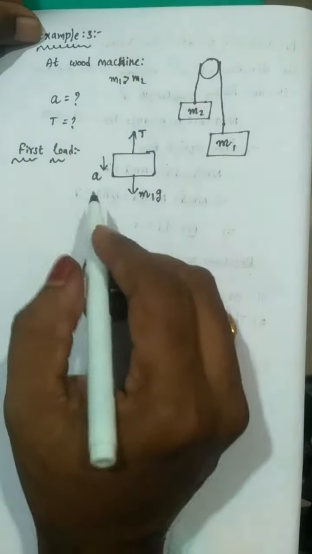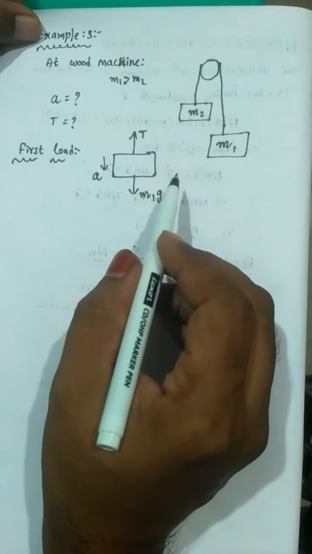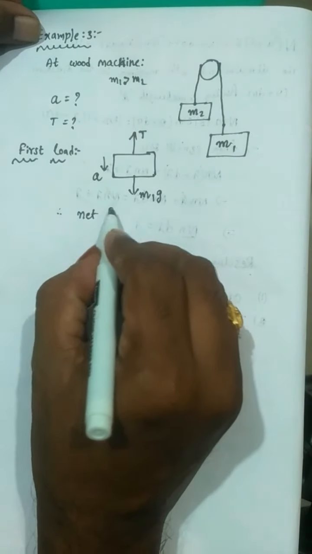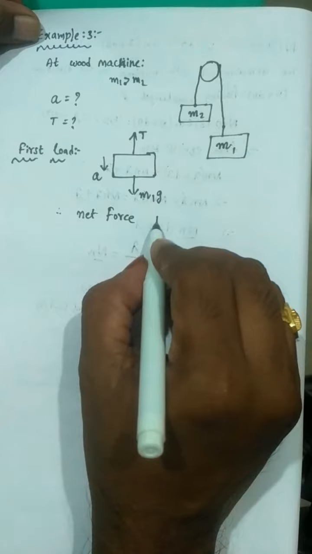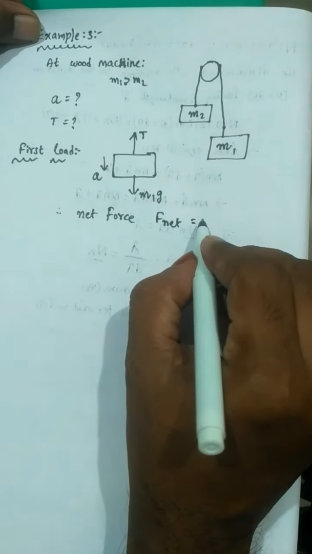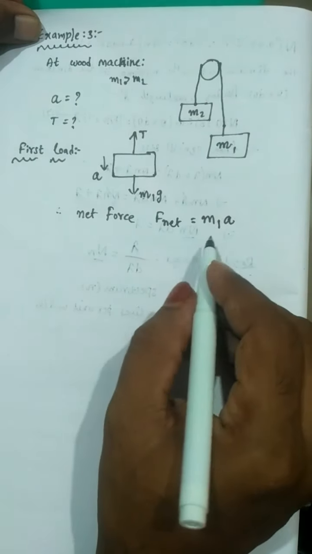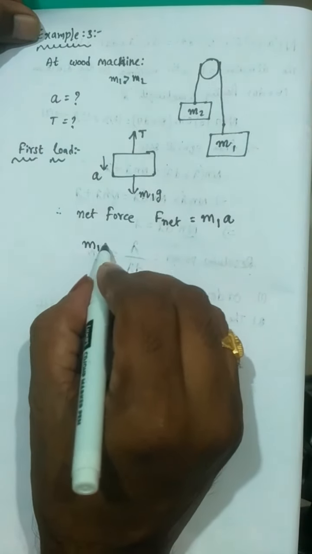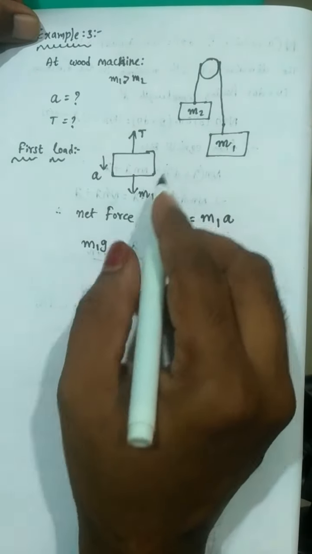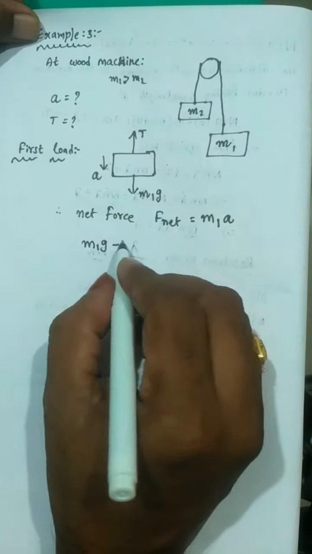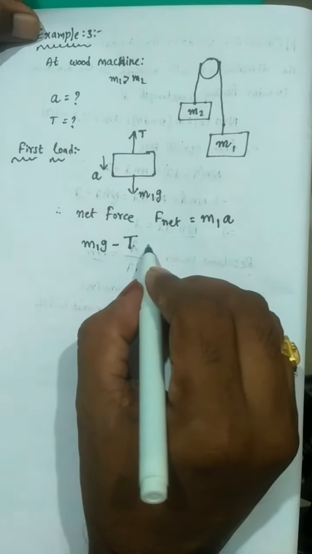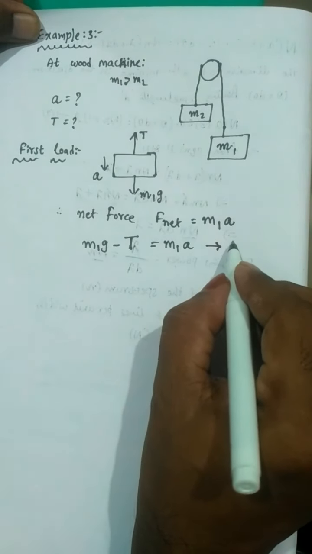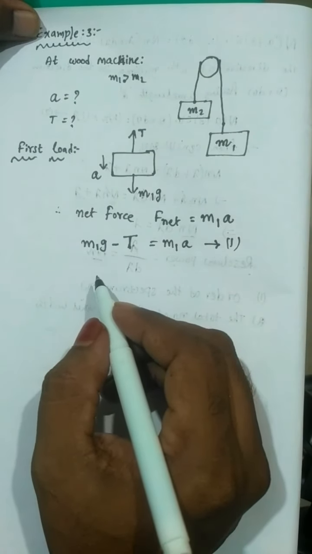From the free body diagram of mass m1, there exist two forces, as I already told you. According to Newton's second law, the net force is mass into acceleration. So here, m1g minus T equals m1a, which is the net force acting on it. This is called equation 1.